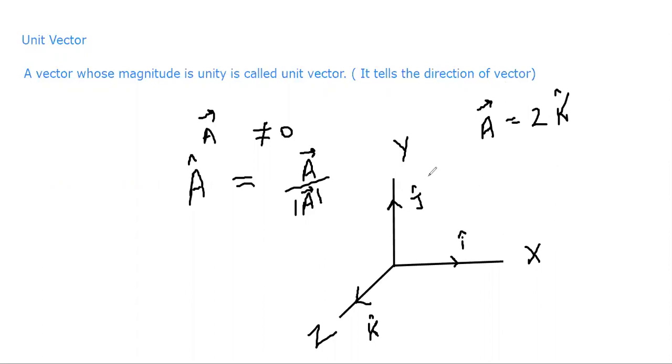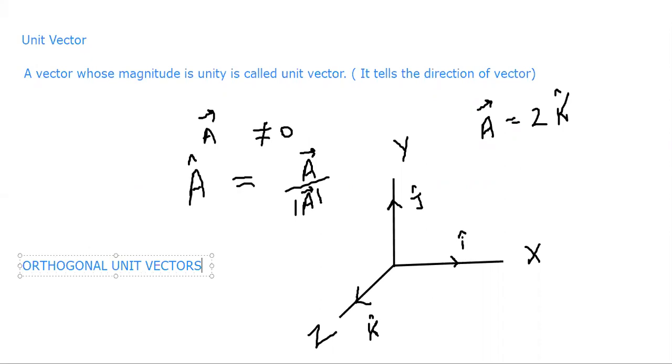They are called orthogonal unit vectors. The vectors along x axis, y axis, and z axis of a coordinate system are called orthogonal unit vectors. So these i, j, k are unit vectors, but they are called orthogonal unit vectors. If you want to give the definition of orthogonal unit vectors, you can write that the unit vectors along x axis, y axis, and z axis of a right-handed coordinate system are called orthogonal unit vectors.